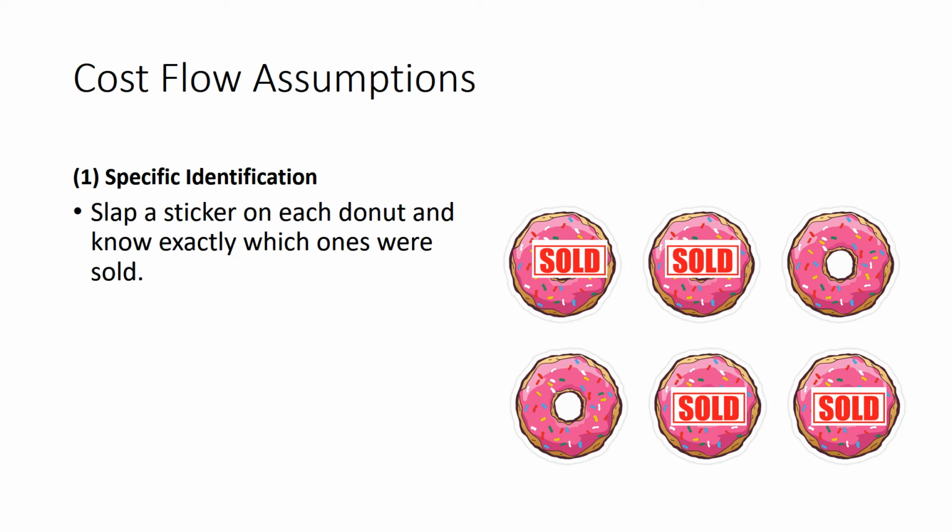The first one is the specific identification method, and in this method, just imagine that we slap a sticker on each donut so the accountant can keep track of and know exactly which donuts were sold. But as you can imagine, this can become quite tedious, so really the specific identification method is only used for very unique items such as high-end jewelry and houses.